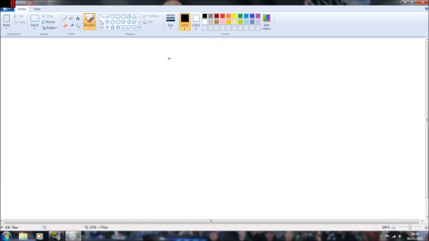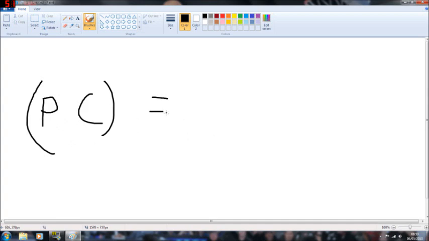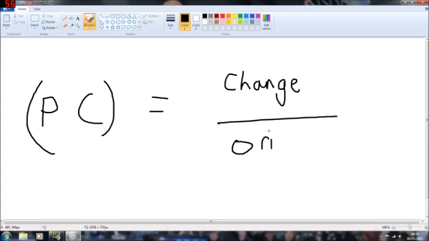So final one, this is percentage change, and percentage change, I will call it PC. So that stands for percentage change. And how you find the percentage change is this. So you put the change here, the amount the percent changed by, and you would divide it by the original, and you would get a decimal answer, and you times that by 100 afterwards to get it into percentage mode.